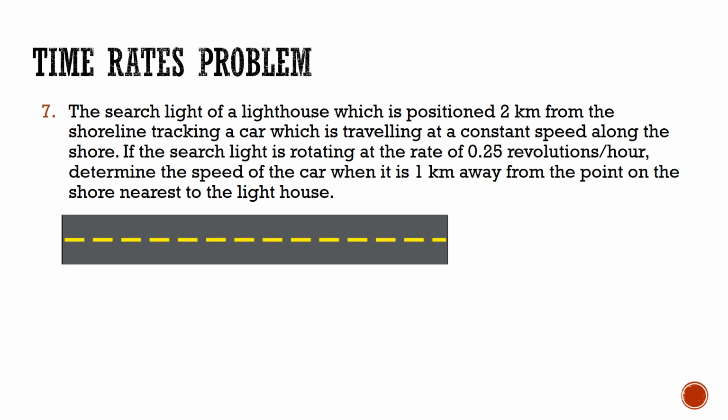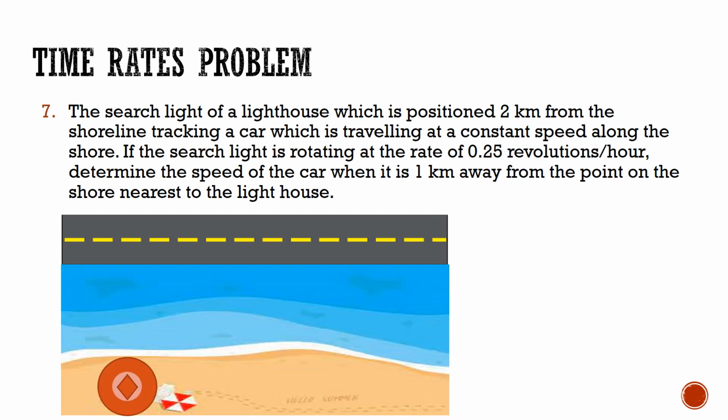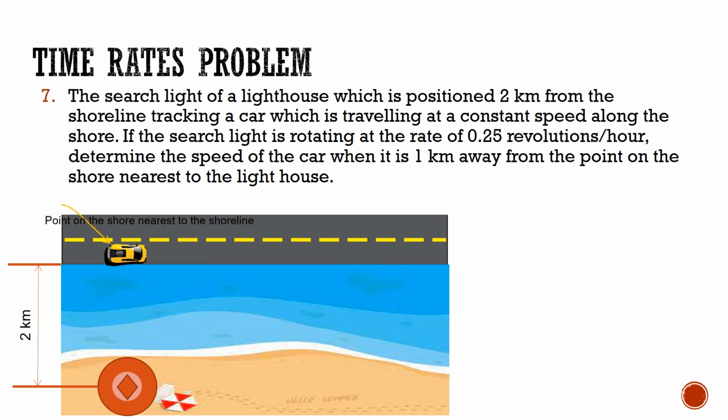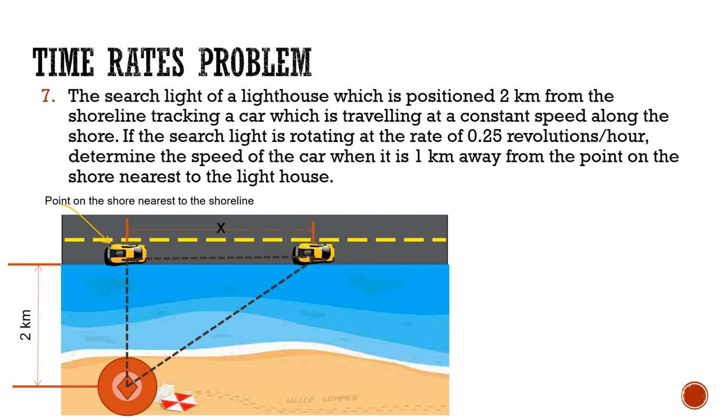So here we have a road. Of course, there will be a shoreline, and on the shoreline we have the lighthouse observing what is passing on that road. So we have a car, and the nearest distance from the shoreline up to the lighthouse is 2 kilometers. This is the point on the shore nearest to the lighthouse. Take note of that. As this car moves away from the point, there will be a variable x with respect to time, so that we can form here a right triangle.